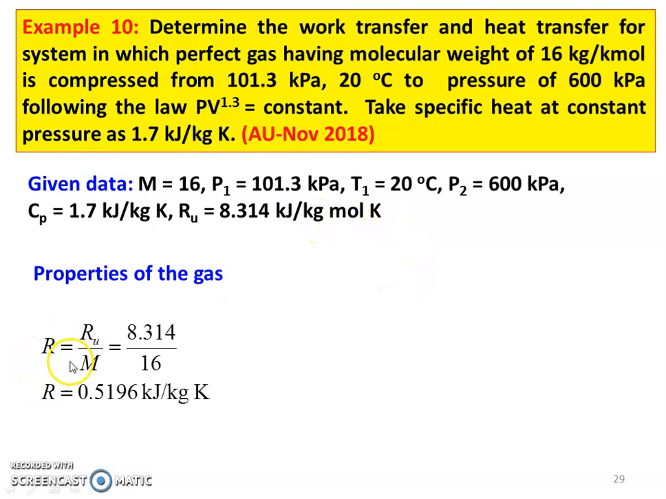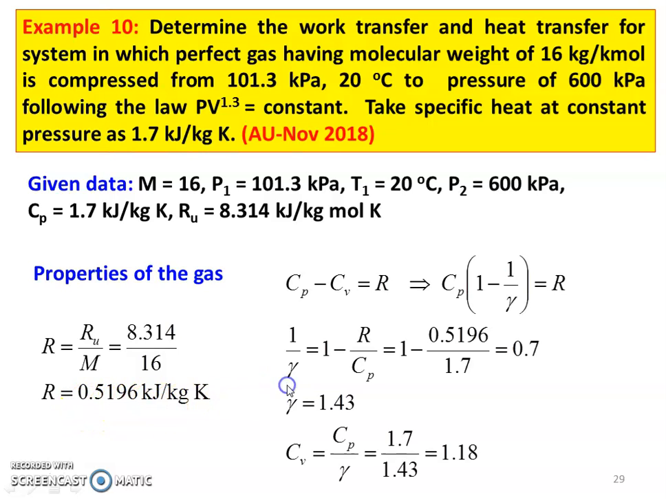Properties of the gas, first the gas constant calculation. Gas constant R equal to universal gas constant divided by the molecular weight. So the universal gas constant 8.314 divided by 16, R equal to 0.5196 kilojoules per kilogram Kelvin. Then Cp minus Cv equal to R. Dividing by Cp, 1 minus Cv by Cp equal to R by Cp, where Cv by Cp equal to 1 by gamma.